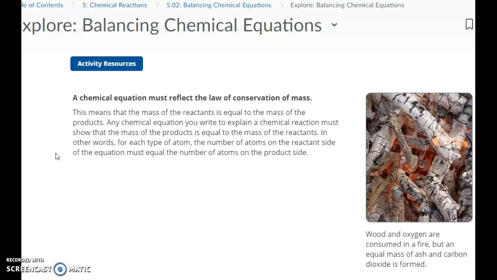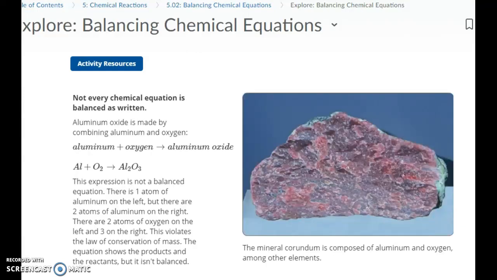In other words, for each type of atom, the number of atoms on the reactant side of the equation must equal the number of atoms on the product side. Wood and oxygen are consumed in a fire, but an equal mass of ash and carbon dioxide is formed as the products. Not every chemical equation is balanced the way it is written.